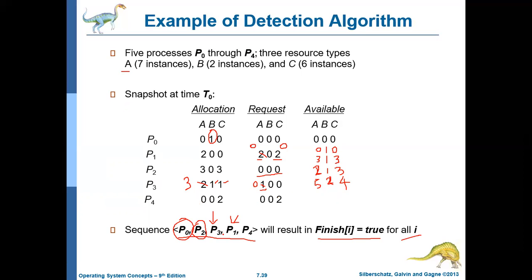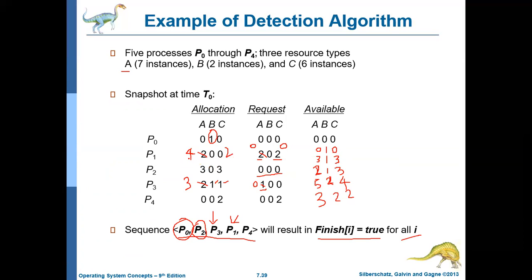Now we'll have P1. P1 needs 202. If you give 2 resources of A and 2 resources of C, it can be given, because 202 is less than 524. Then it will become 3, 2, and 2, and this will be 4, and this will be 2. After some time, the operating system will complete executing P1.